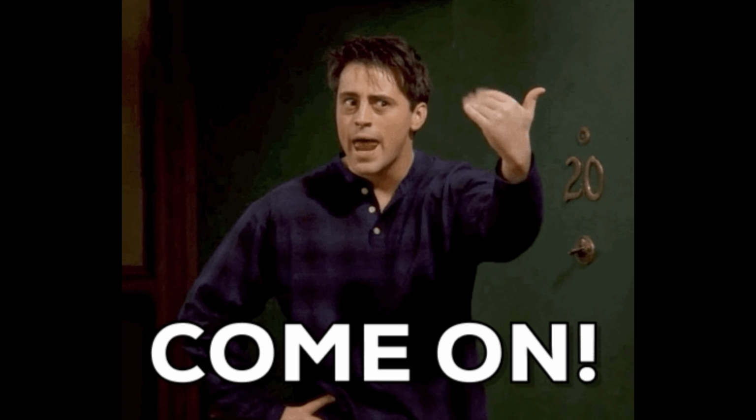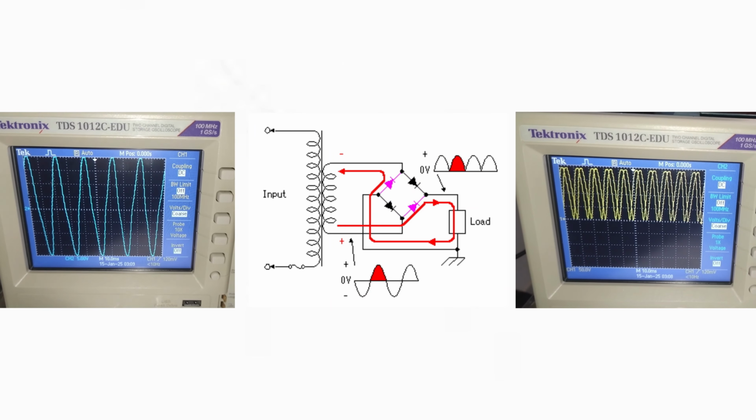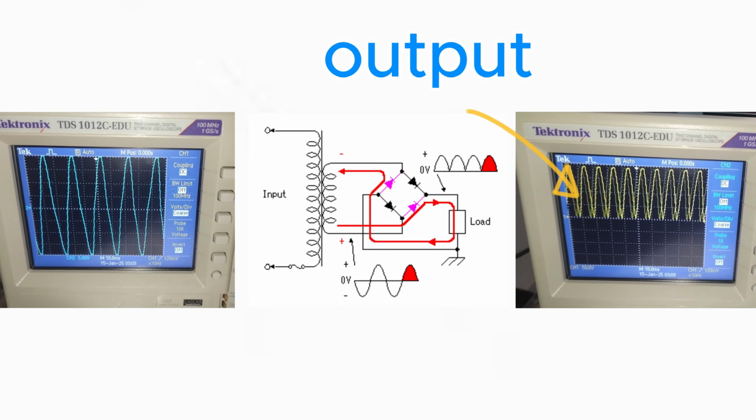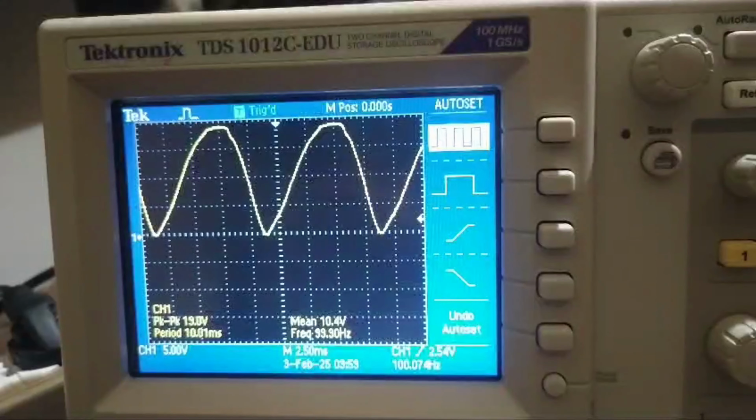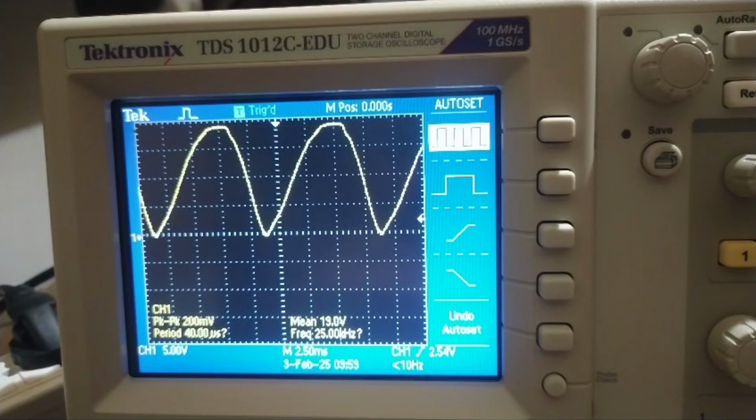Let's see. As you see, the input is a sinusoidal wave. And here is the output without the capacitor. As you see, here is the output and we will add the capacitor now to see the effect of it. The effect of the capacitor is to make the output a straight line, or DC voltage.